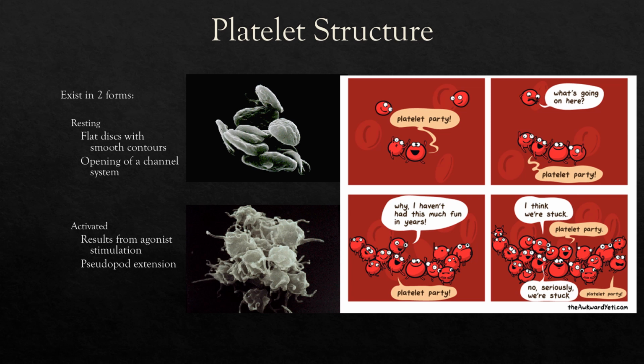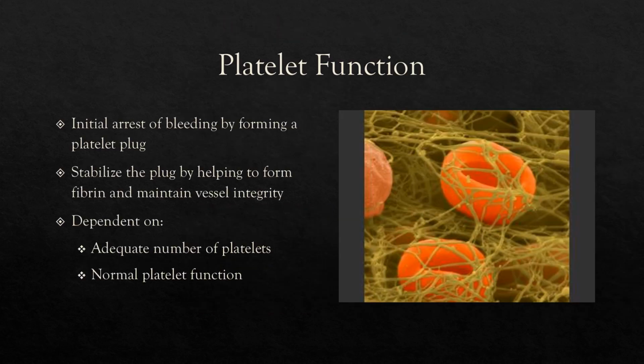Platelets exist in two forms: the resting form, which is a flat plate-like structure, and then an activated form that has extensions that allow them to plug and seal broken blood vessels. When there is an injury to the vessel wall, platelets will attract and form a plug to stabilize the injury. To be able to do this, you must have an adequate number of platelets, and your platelets must be functioning normally.